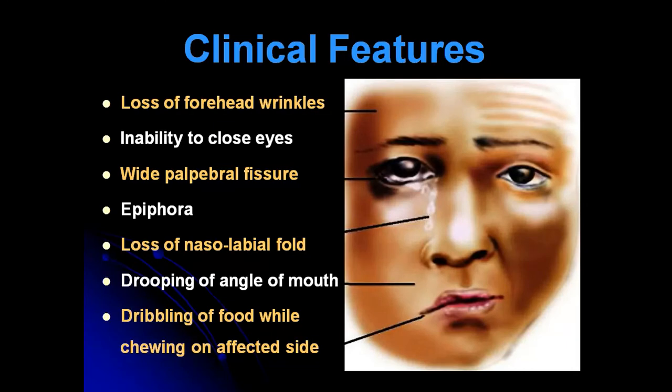So clinical features, as you know: unilateral palsy, lower motor neuron palsy, and onset, the complete face is gone. So there is inability to close the eyes, wide palpebral fissure, epiphora, loss of nasolabial fold. The opposite side will be overacting, and it is pushed towards the other side. When you ask him to frown, or to blow the mouth, the opposite side will function more because of the overaction. There will be drooling of saliva. Food cannot be chewed because of buccinator involvement.